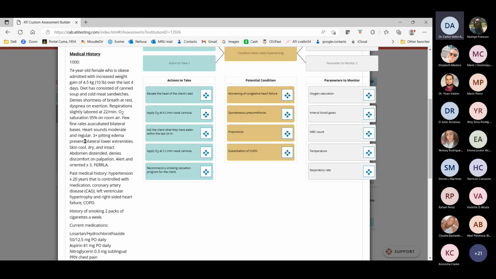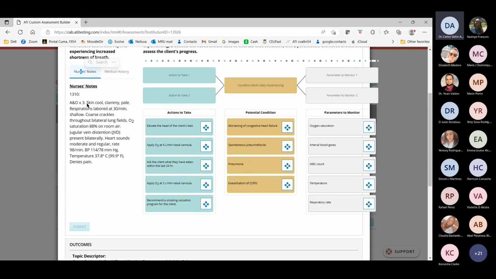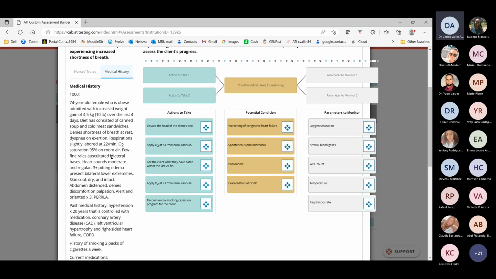Few fine rales auscultated in the bilateral bases. When the nurse saw the client at 1:30, there were a lot of crackles, no? A lot of crackles, okay? Coarse crackles throughout the bilateral lung fields. So, another sign of deterioration.